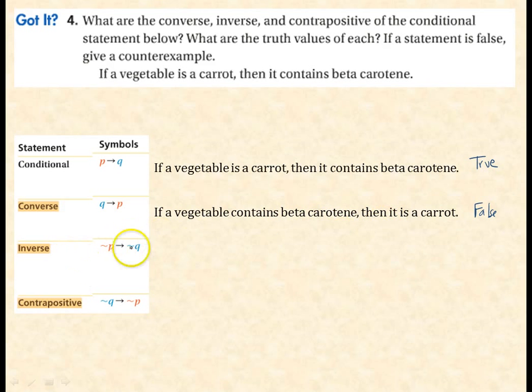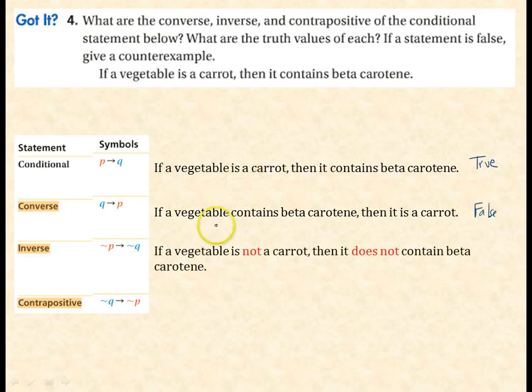How about the inverse? Not P implies not Q. So if a vegetable is not a carrot, then it does not contain beta-carotene. That one's also false. We could cite the same counterexample here. Let's say tomato. Tomato has beta-carotene, but it's not a carrot. Same thing here. Tomato has beta-carotene, is not a carrot.